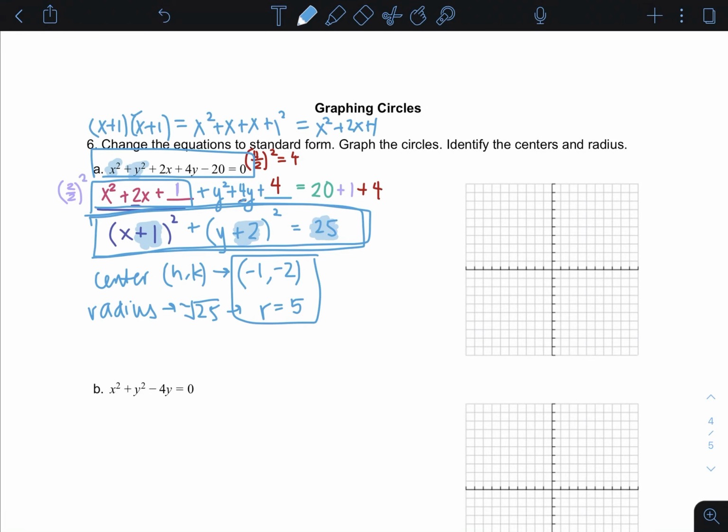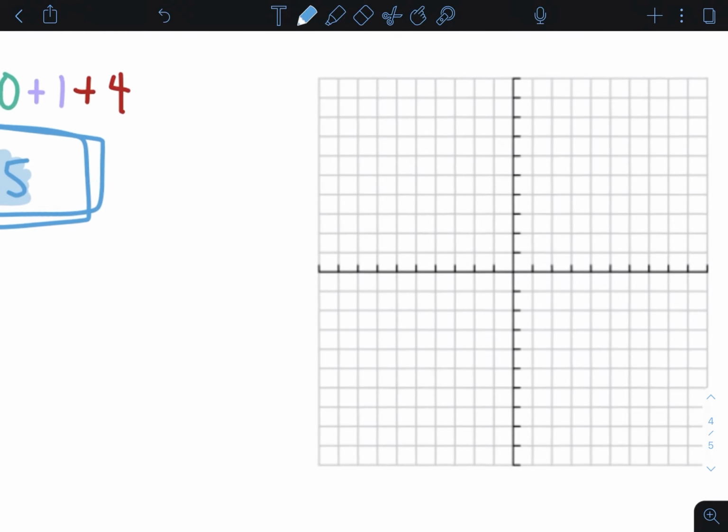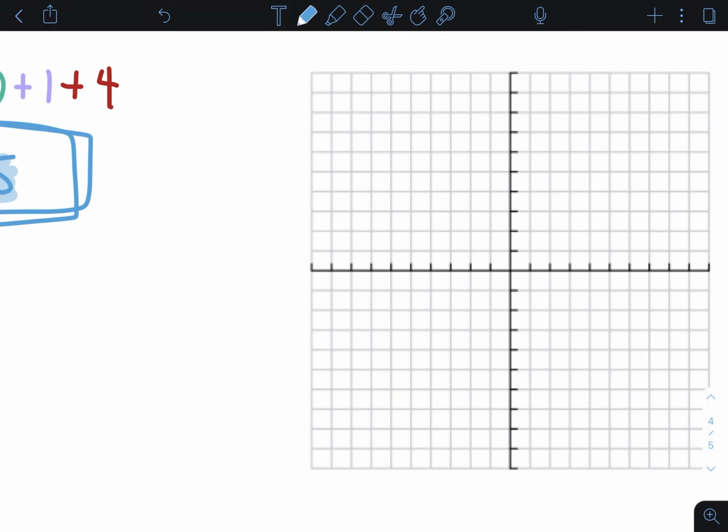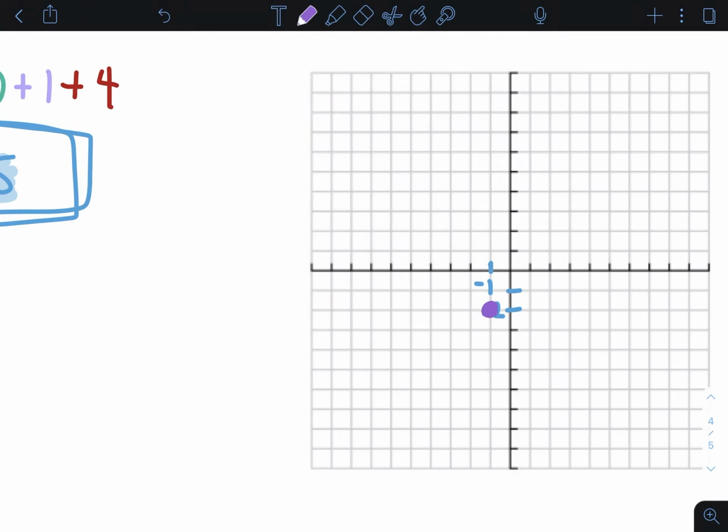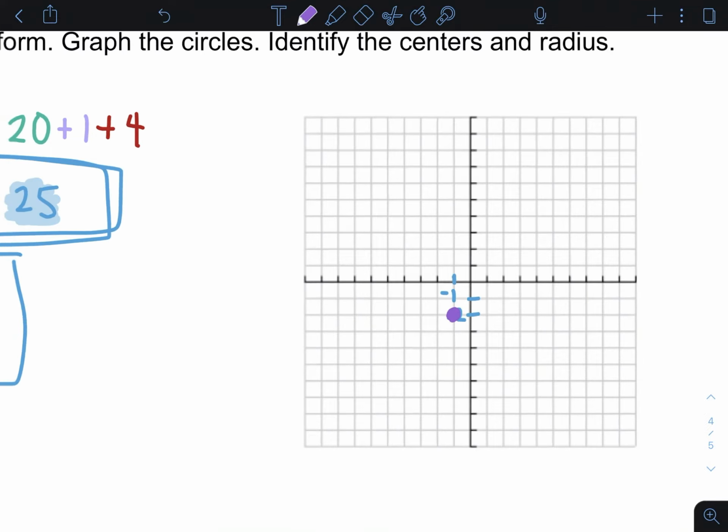So we start with the center. The center is -1, -2. So I'm going to say this is -1 right here. So that means this is -2. So that point is right here. Sorry, it's kind of overlapping the number. But there's my point, so that means I'm going, each square is 1 unit.